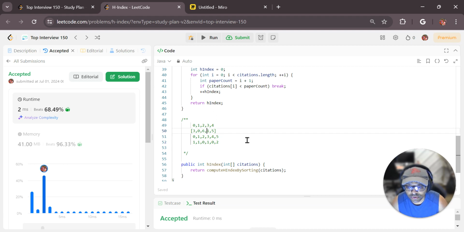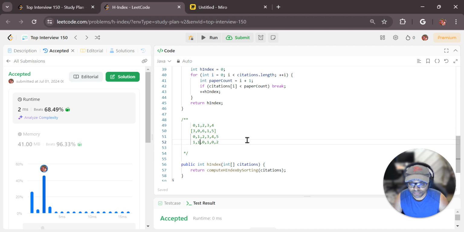And the reason 5 is 2 is we can't record 6 if we are only allocating an array of size 0 to 5, right? Citations, and that is okay because our h value can never be more than 5 anyway. So consider 6 to be logically 5, so we make that 2, right? And basically there are 2 papers with 5 citations.